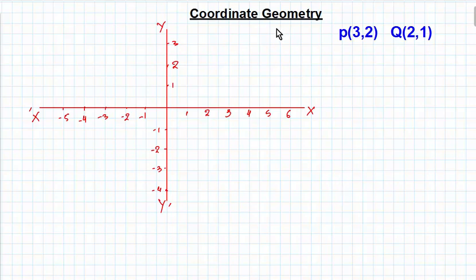Here we will learn the 2 points, that is P and Q, with coordinates 3, 2 and 2, 1. The chapter is Coordinate Geometry. In this class I will explain how we can locate the 2 points P and Q on a graph with these coordinates.